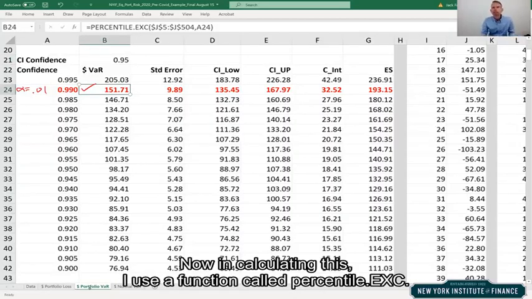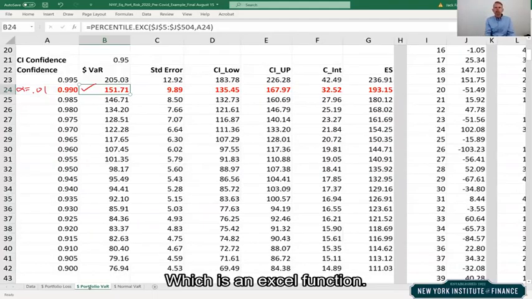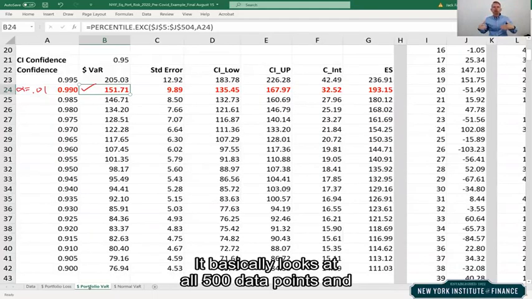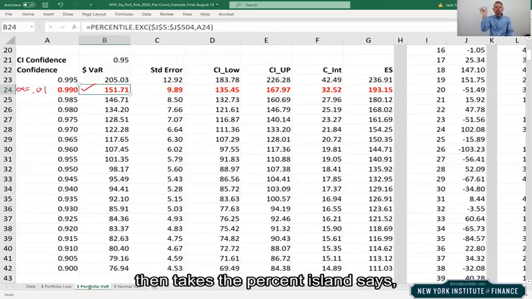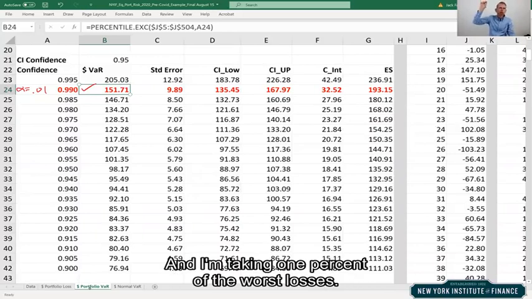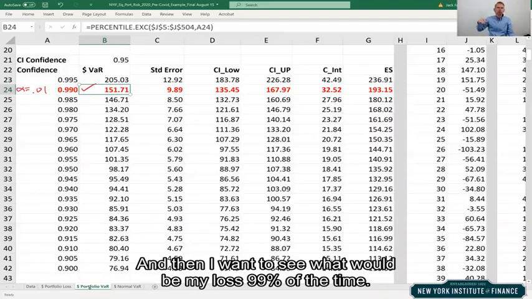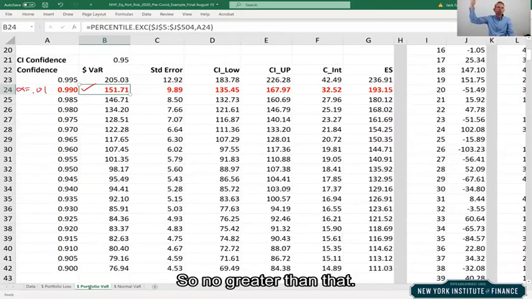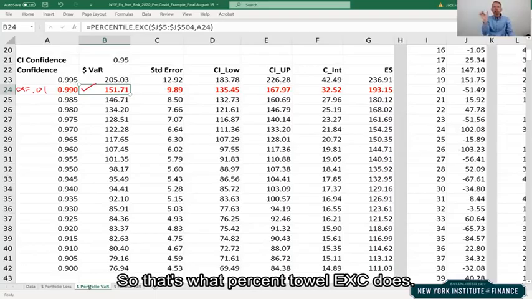For that, the value at risk that we calculate from our data is equal to 151.7. Now, in calculating this, I used a function called percentile.exe, which is an Excel function that looks at all 500 data points and takes the percentile. It says, what would the cutoff be in those 500 data points if I'm taking 1% of the worst losses? And then I want to see what my loss would be 99% of the time, so no greater than that. So that's what percentile.exe does.